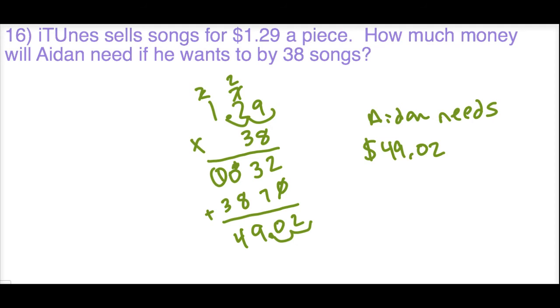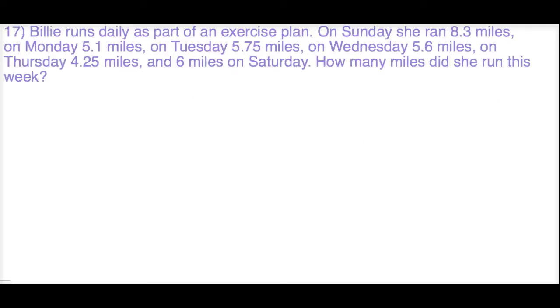All right, next problem. Billy runs daily as part of an exercise plan. On Sunday, she ran 8.3 miles, on Monday, 5.1, and on Tuesday, 5.75, Wednesday, 5 and 6 tenths, and Thursday, 4 and 25 hundredths, and 6 miles on Saturday. It's a lot of running, right?